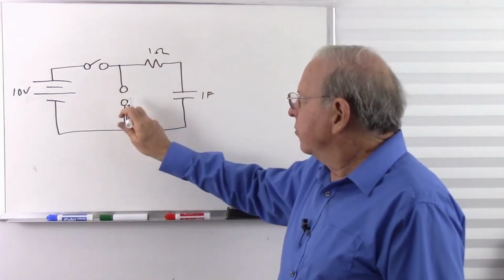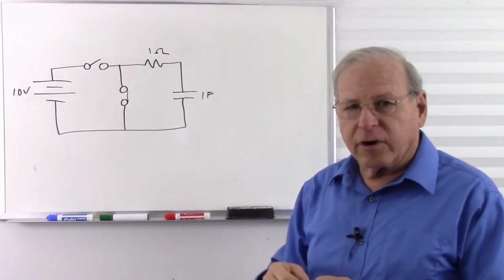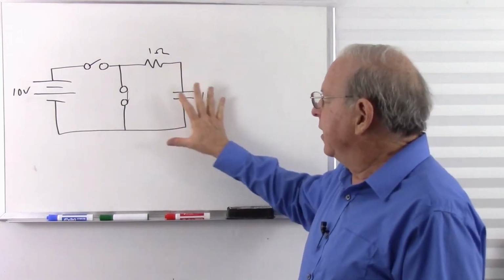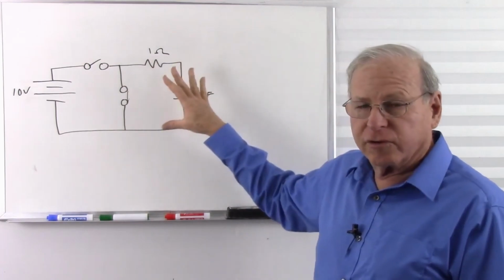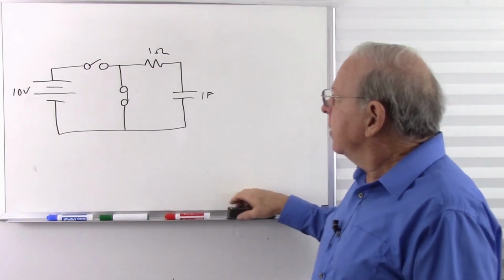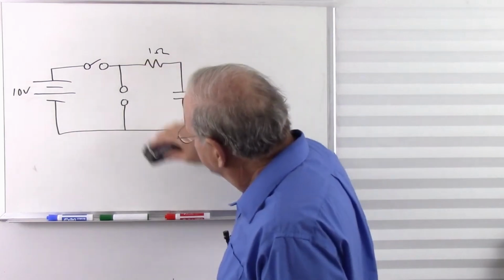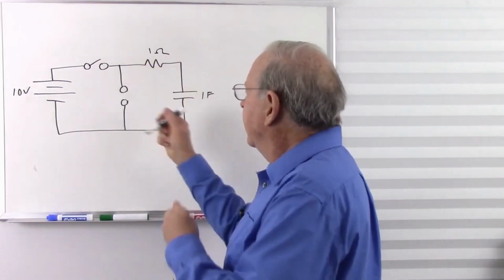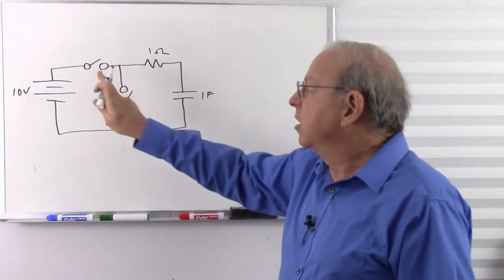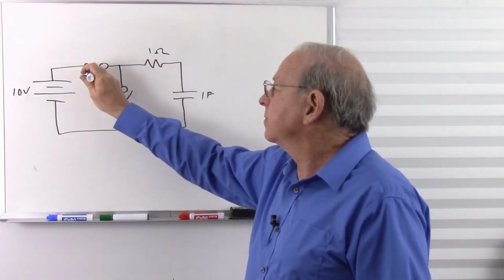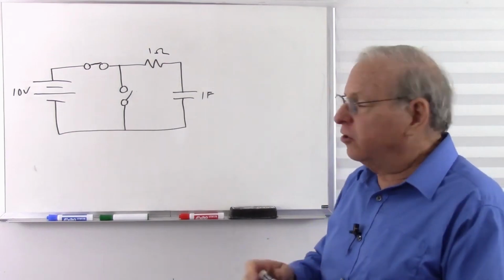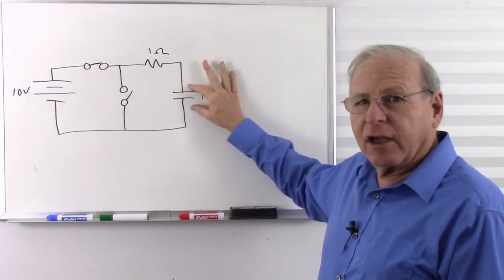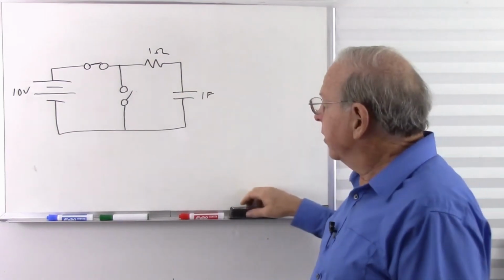Now I'm going to close this switch and leave it closed for a few seconds just to make sure that any energy in that capacitor has been discharged and it has 0 volts across it. Now, let's open that switch and see what happens when we close this switch. When that happens, what does the capacitor look like? At the moment that switch closes, the capacitor looks like what? It looks like a short circuit.